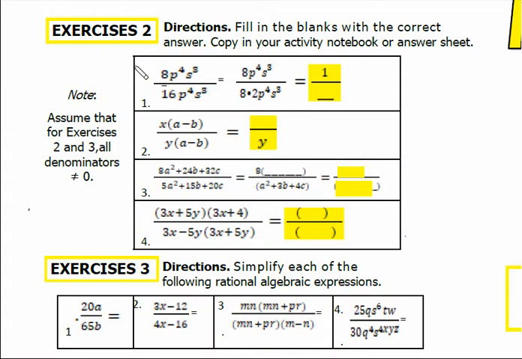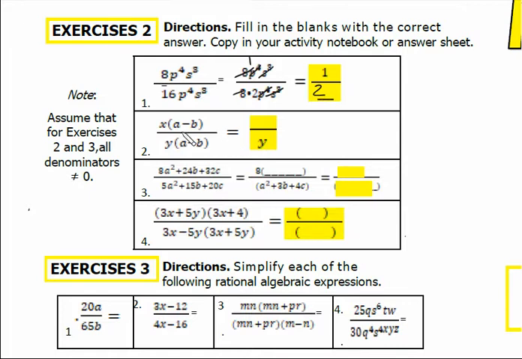We proceed with exercises number 2. Directions: fill in the blanks with the correct answer. Copy in your activity notebook or your answer sheet. So for number 1, let's do it directly. There's a factor here, so we can cancel out 8 and 8. P raised to 4, there's P raised to 4. S raised to 3 or 8, but it's still the same expression. So what is left is 1 here, but there's 2. So the answer is 1/2.